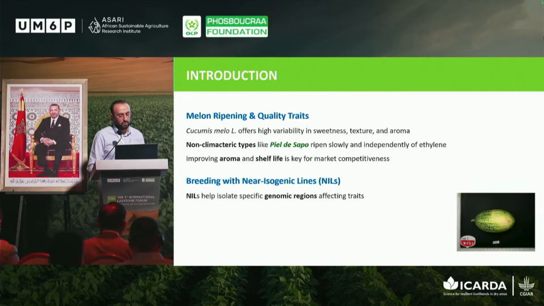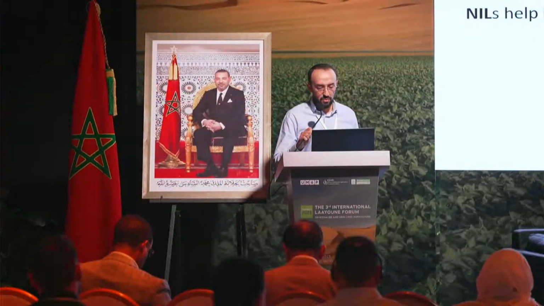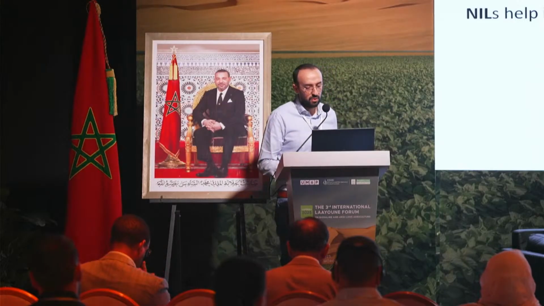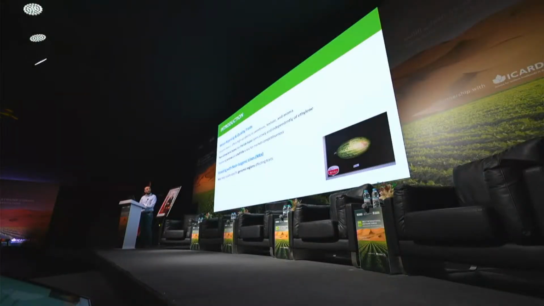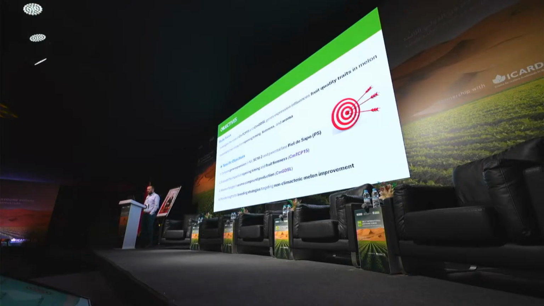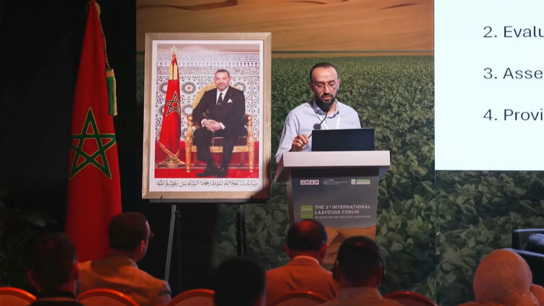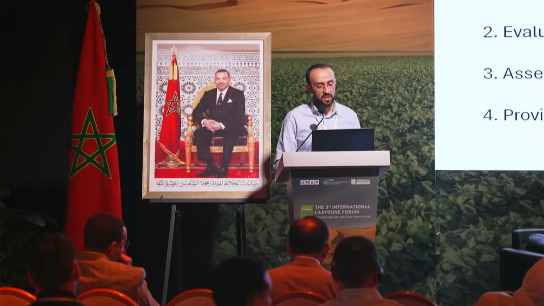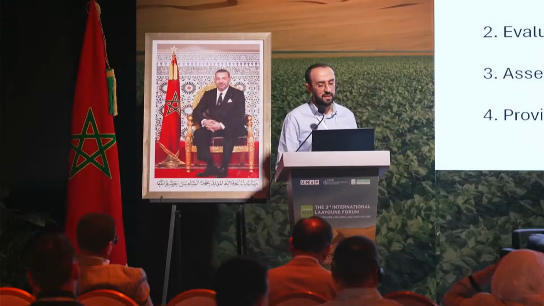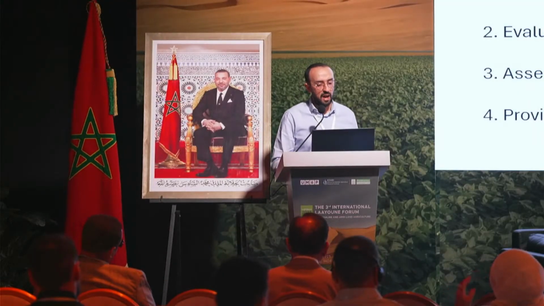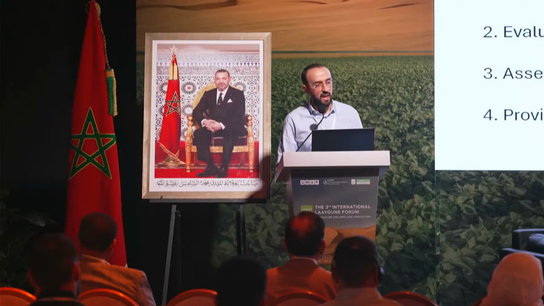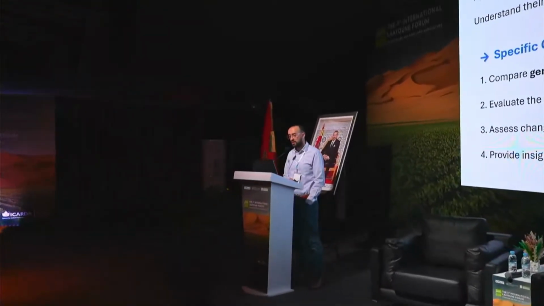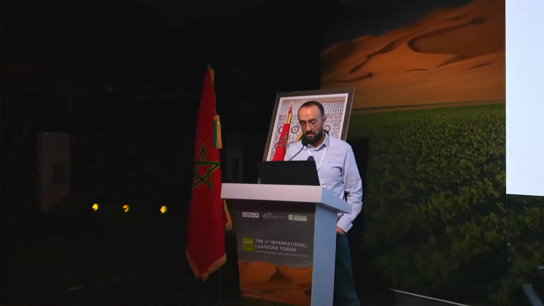To address this, breeders use near-isogenic lines, which allow precise study of individual genetic regions. The main objective of this study was to understand how these two genes contribute to fruit quality traits in melon. More specifically, we compared their expression in the near-isogenic line AC102 versus the Piel de Sapo parent. We also assessed how TCP15 affects ripening and firmness, and how GDSL influences aroma compound production.